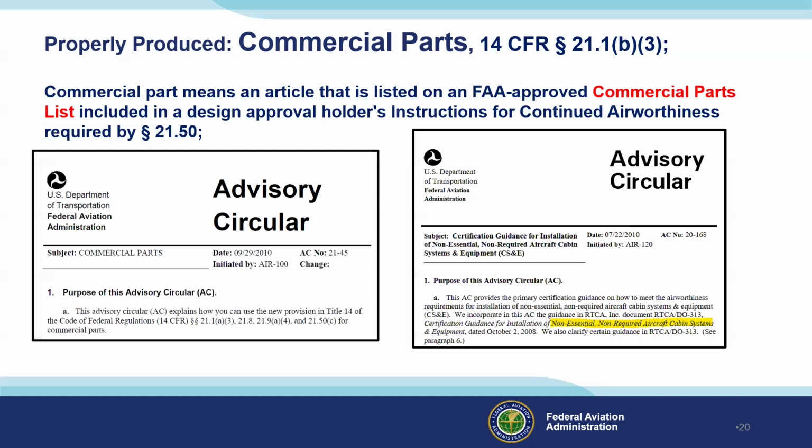Another type of a properly produced part is a commercial part. It's covered under that regulation that's listed. And it's an article that is listed on an FAA-approved commercial parts list. It has the design approval holder's instructions for airworthiness. And there's 2 ACs related to commercial parts, and you can see them on the screen, 21-45 and 20-168.